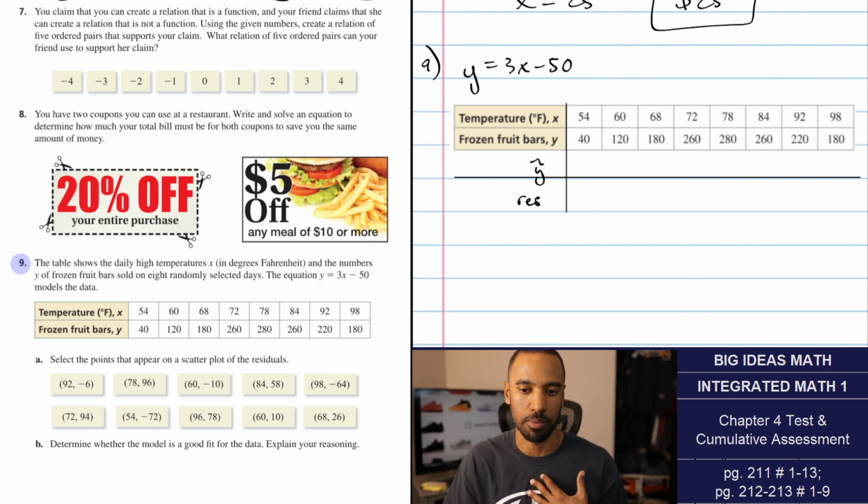This is where, honestly, guys, I'm going to go to the calculator. I did this for the review as well. I'm going to create an equation that says 3x minus 50, and substitute these values in for x. I'm going to make it a little bit easier for myself. We're going to ask for these values.